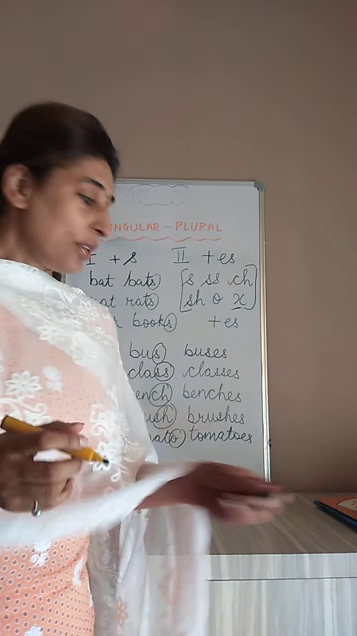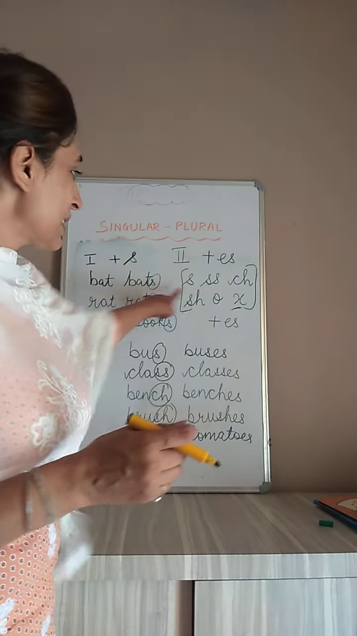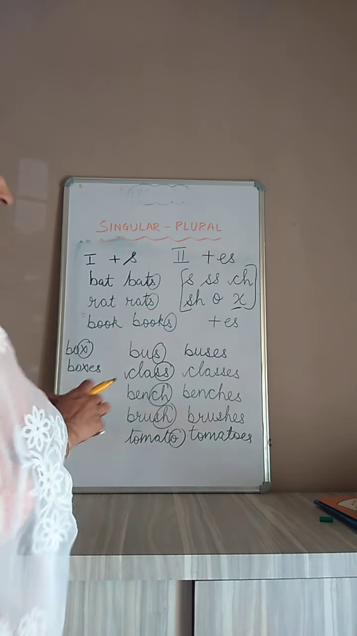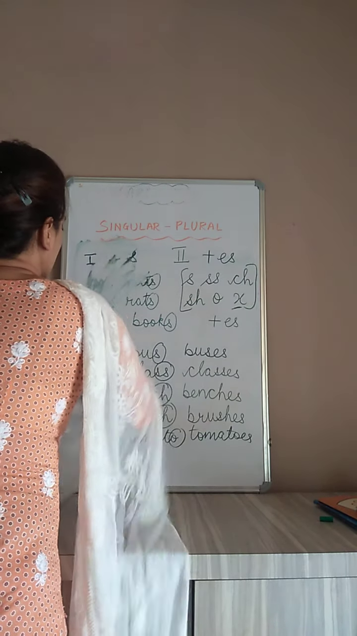So is it clear, children? The words which end with these letters, we make their plurals by adding es. Clear? This was rule number 2. Now let's move to rule number 3.